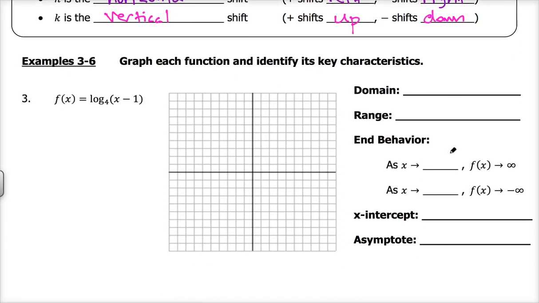Okay, so f of x equals log base 4 of (x minus 1). Okay, I'm going to start out by thinking of what the t-chart for f of x equals just log base 4 of x would be. Okay, that's going to be how I start out my t-chart.